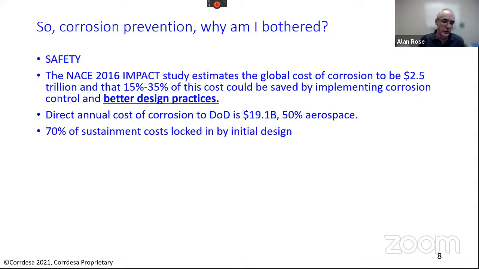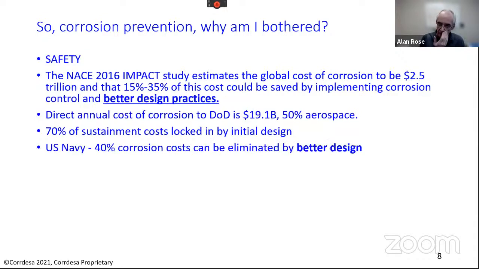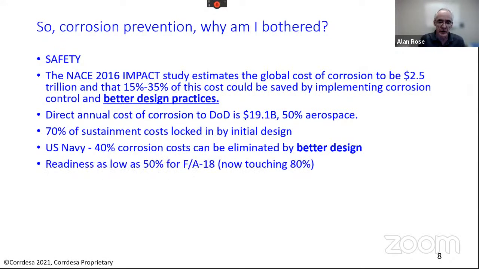It's interesting to know that whenever you do a design, it's estimated that once you've locked in that design, you've also locked in 70% of your sustainment costs, the costs of operating that. So decisions made early on are really going to stick around and hurt you later on. In fact, just this year, I saw that the US Navy estimates that 40% of corrosion costs can be eliminated by better design. That's a huge amount. So more upfront work, I think, is definitely justified.